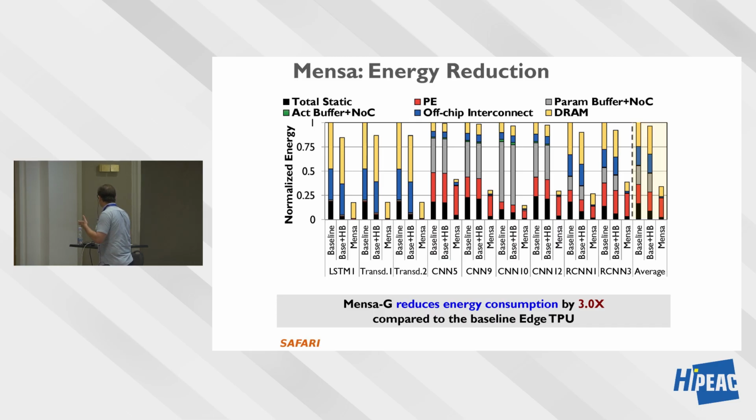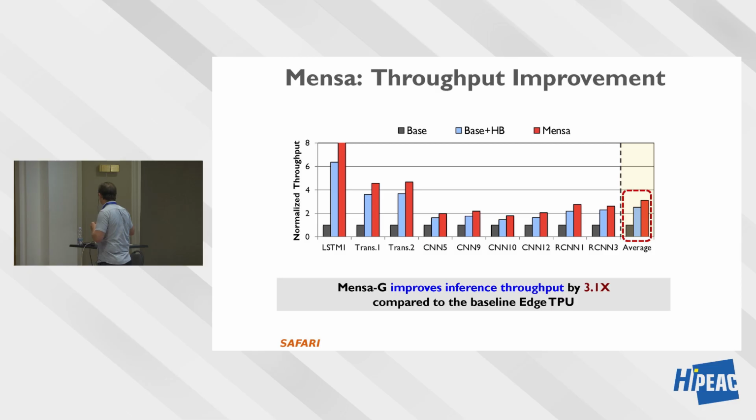And you can see that the baseline and the HBM-based baseline are both dominated by off-chip interconnect and DRAM in terms of energy. We're still dominated by accessing DRAM in terms of energy, but we're much better in terms of absolute energy numbers. So basically, you can get energy reduction across the board, and it's significant. It's about 3x. Performance is a different issue.